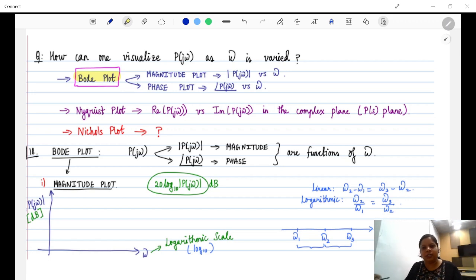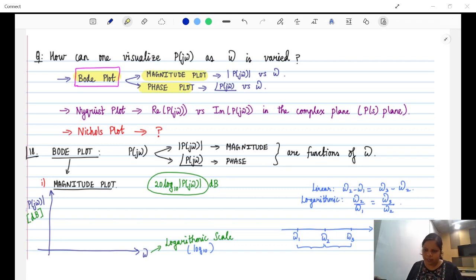In Bode plot, we actually plot two things. One is the magnitude of the function that you're given, basically the closed loop transfer function, and the other is the phase plot. One would be magnitude with respect to omega, one would be angle with respect to omega. Omega is varied from 0 to some value.